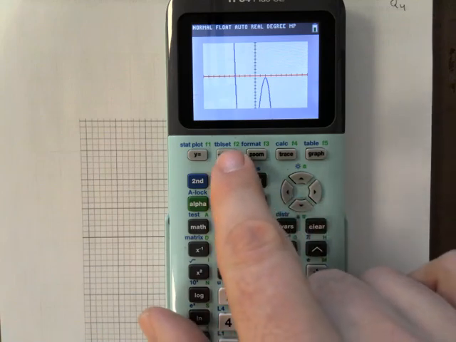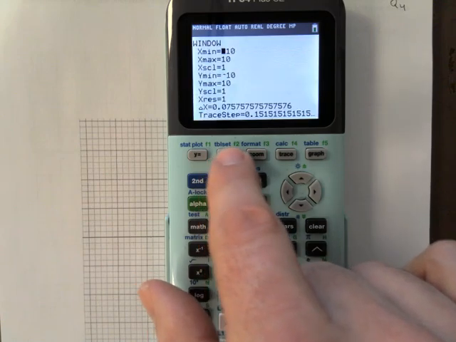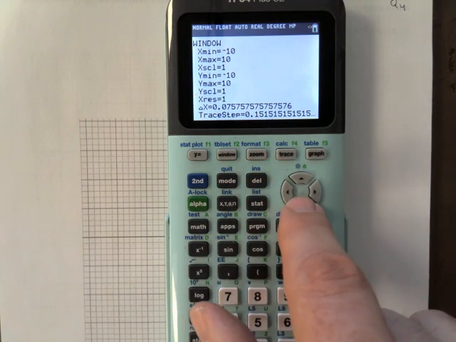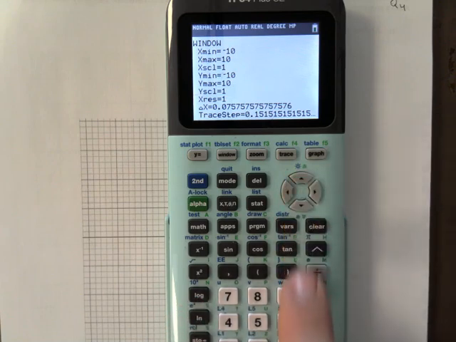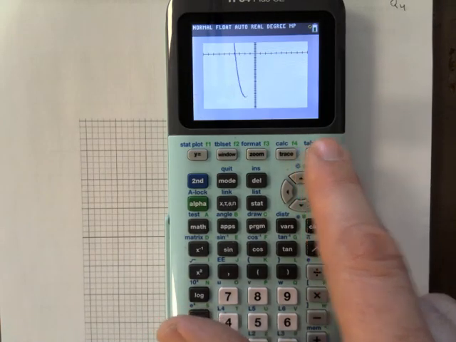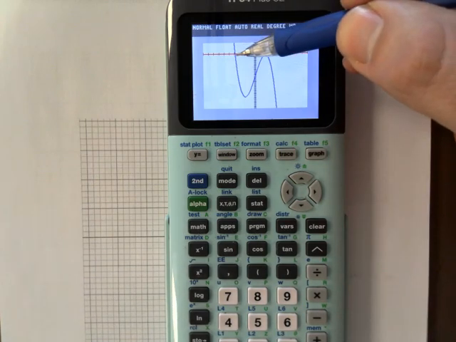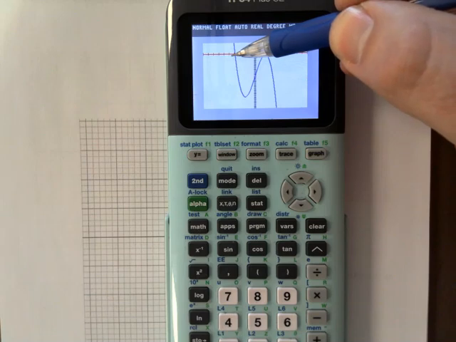What should we change here in terms of the window? Y min, right? Let's go to Y min. And let's go, what, negative 50? It's a pretty good graph. How many x-intercepts do you think this has? One for sure, right? Yeah.